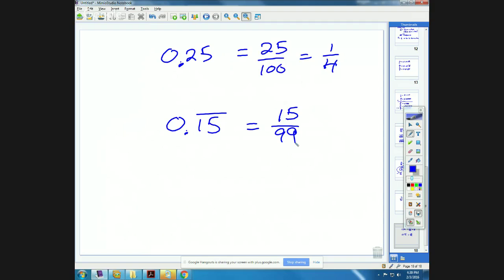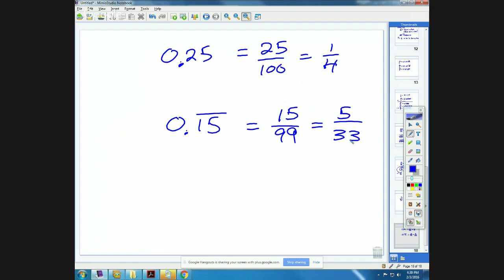15 over 99 is 1515. Now this reduces a little bit, right? 3 goes into top and bottom. So 3 goes into 15, what, 5 times? 3 goes into 99 33 times. And I'm pretty sure I can't reduce it anymore. So 5/33 is the same as 0.15151515.